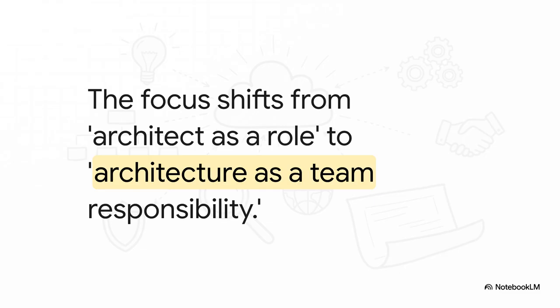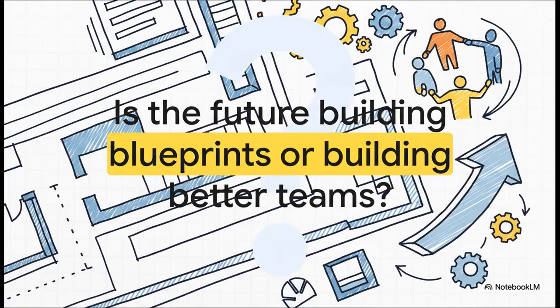And this leads to a really fundamental change. The focus is shifting from architect as a job title to architecture as a shared team responsibility. It's not about getting rid of architectural thinking, not at all. It's about embedding that kind of thinking into the development team itself. And that leaves us with a final thought to chew on. As technology just keeps evolving, what's the most important job of an architect? Is it to build that perfect detailed blueprint? Or is it to empower the team to build their architectural skills and to guide them as they all build the solution together? It's a really fascinating question about where this role is headed.